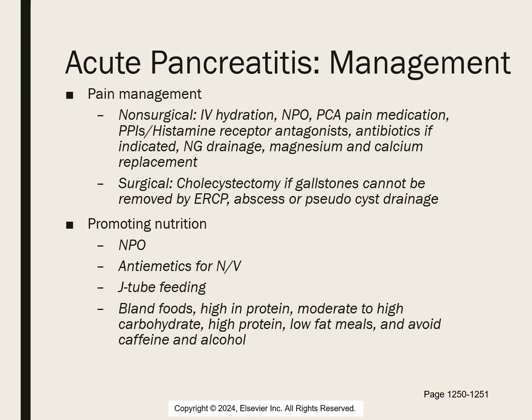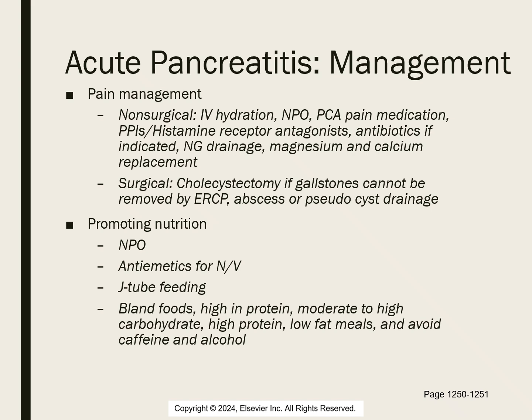And then for nutrition, our patient is going to be NPO until tolerated. A lot of times our patients who have pancreatitis are going to have IV fluids and be NPO to help control that nausea and vomiting. We're also going to use antiemetics to control nausea and vomiting. Patients may be started on tube feedings, which is preferred over TPN due to less complications.